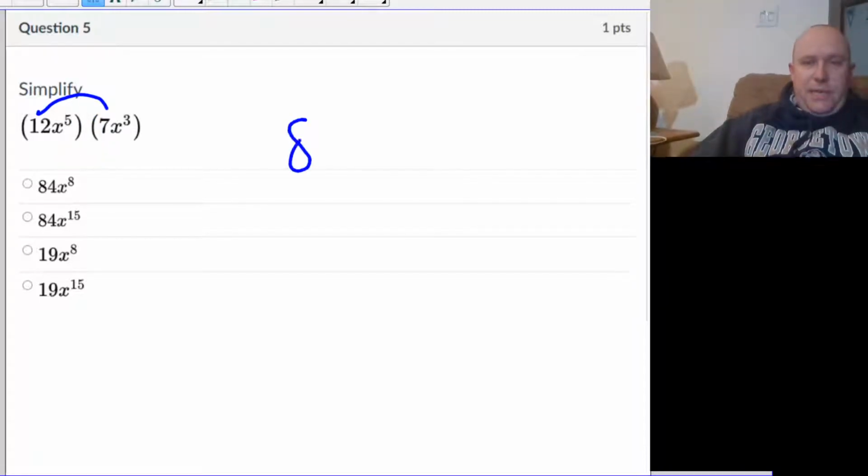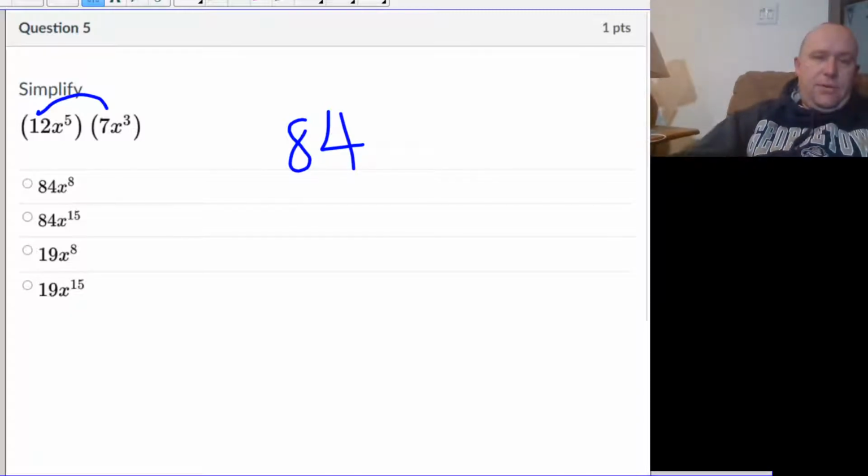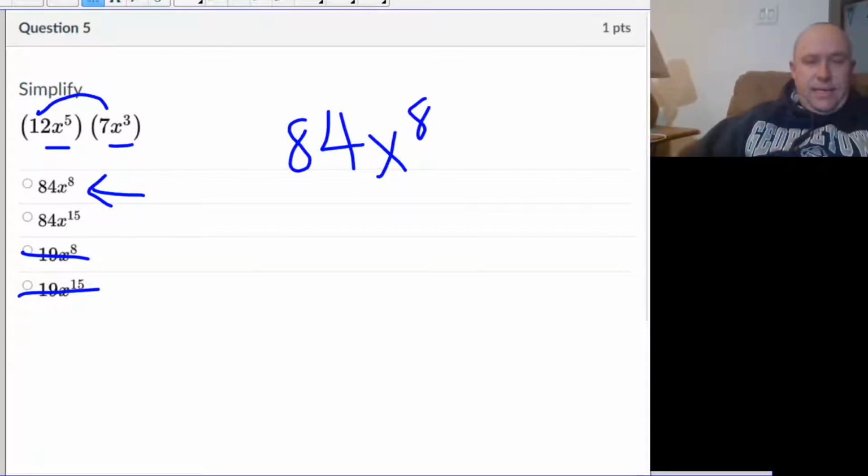So 12 times 7, just use your calculator if you're not sure, 84. But notice how that gets rid of two answers straight away, so that's really good. And as my x's both have the same base, or they're the same letter, I can just add the exponents together. So 5 add 3 is 8, and therefore it would be this answer here.